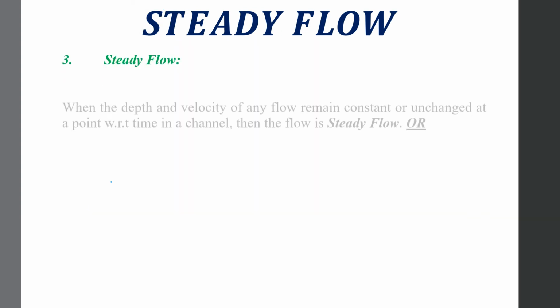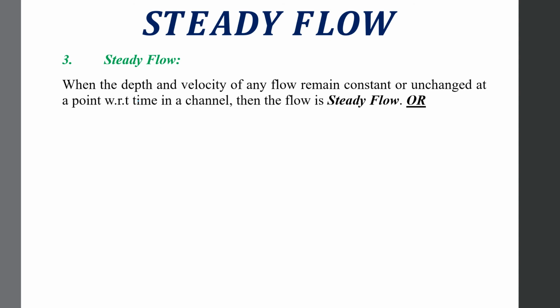If we study the basic definition for steady flow, here depth and velocity are basically representing flow parameters. Flow parameters may be depth of channel, may be elevation of channel. So if any one of the parameters is changing with respect to time at a single point, then the flow will not be steady flow. Flow will be unsteady. So how can we define steady flow? In place of depth and velocity, when the parameters of any flow remain constant or unchanged at a single point with respect to time.